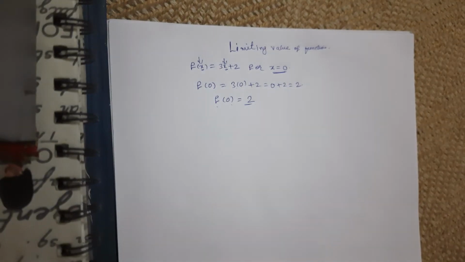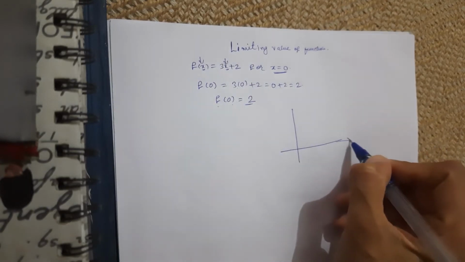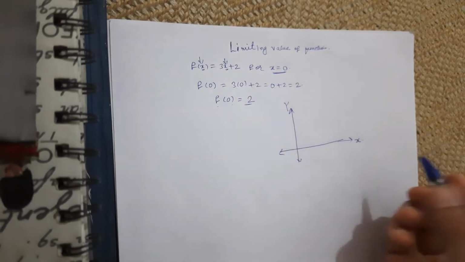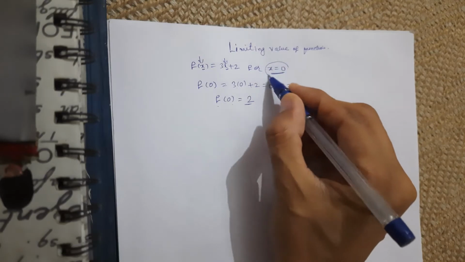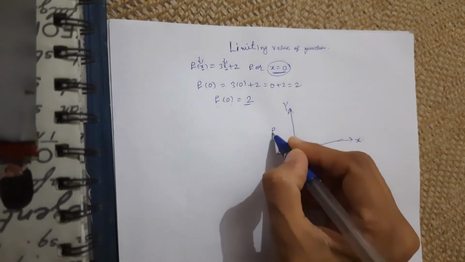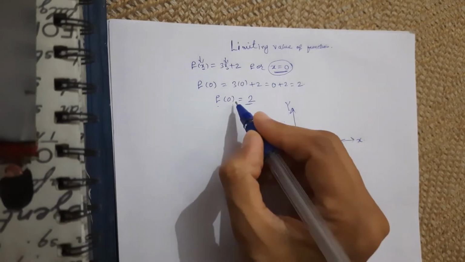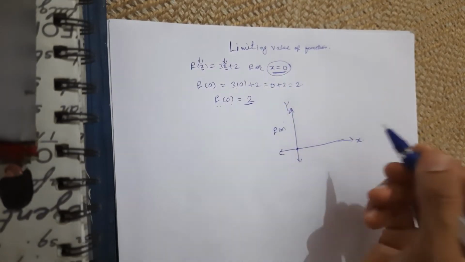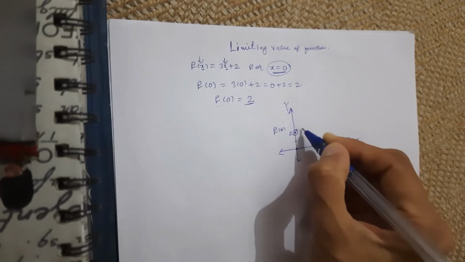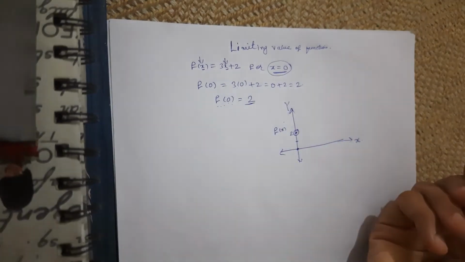So if I plot it on a coordinate axis, what will I get? Here I have the x-axis and here the y-axis. At this point, x equal to 0, this is my f of x, right? Y equal to f of x we denoted. So at x equal to 0, f of 0 is equal to 2. Suppose 1, 2 is here. So this is the point where f of 0 equal to 2. Okay.